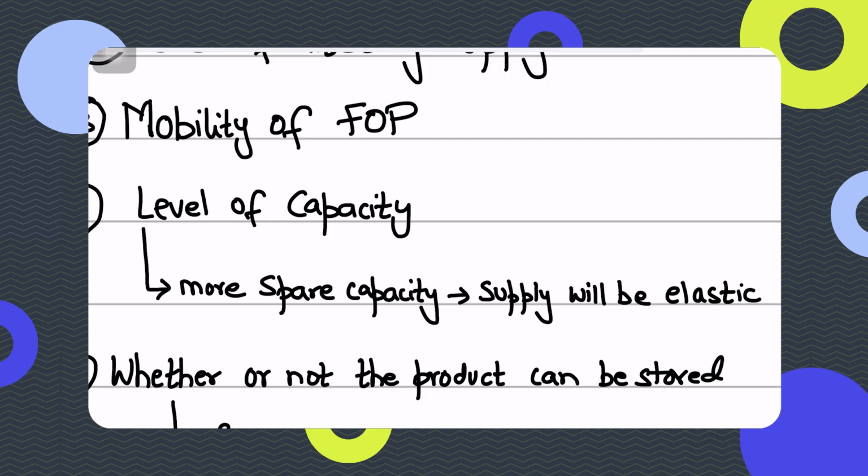But the bigger question is, can they supply more? And that depends on elasticity. So it's also in the best interest of the firms to make their supply elastic. And the more spare capacity firms have, the more idle capacity firms have, the more easily they can increase supply.